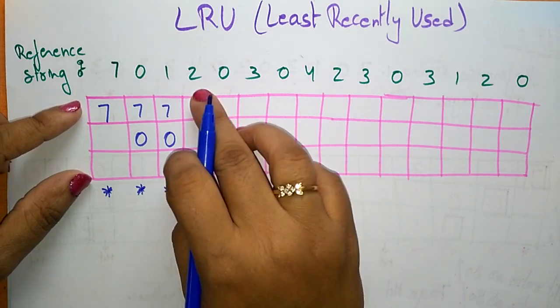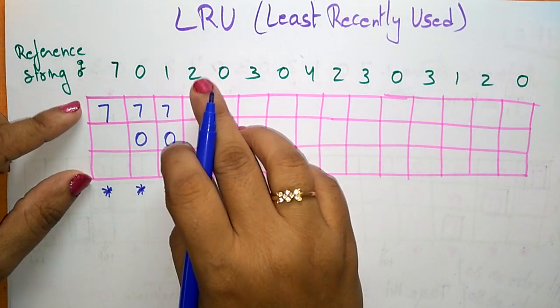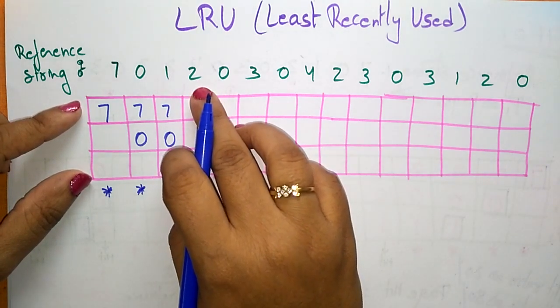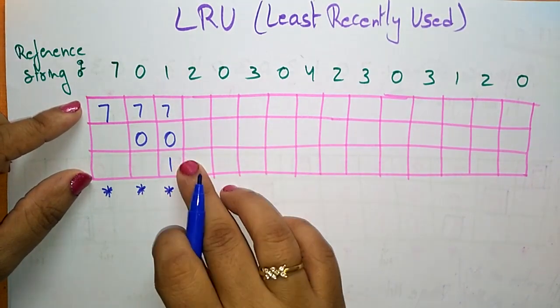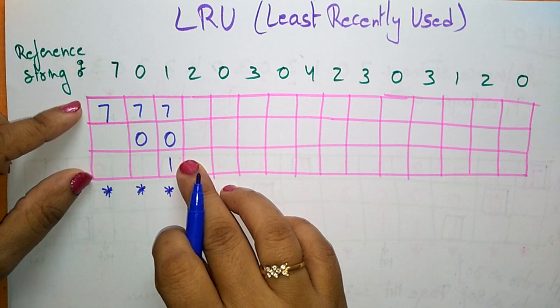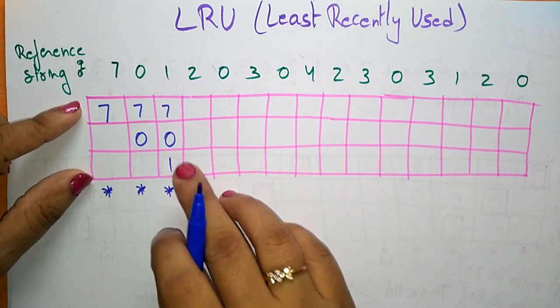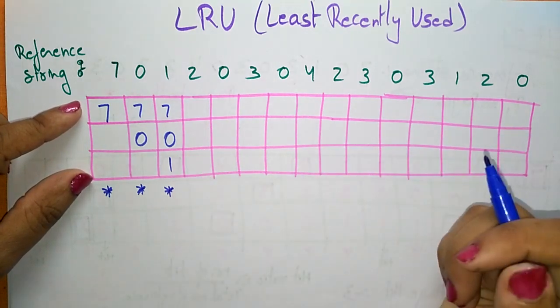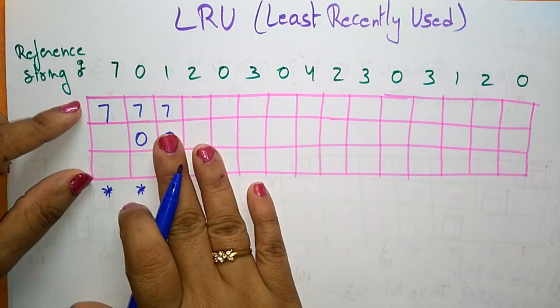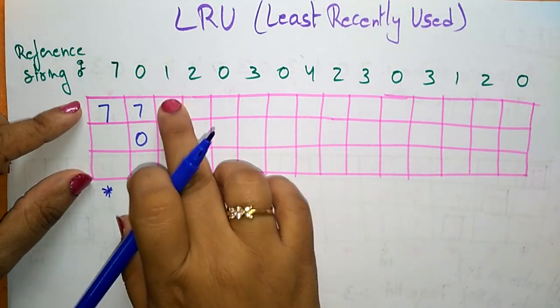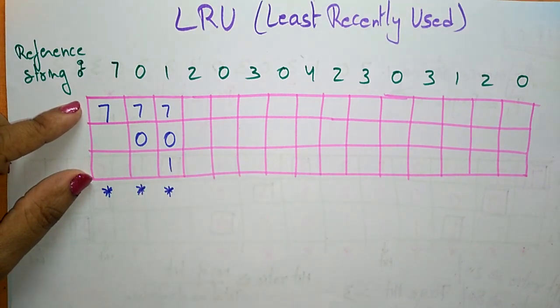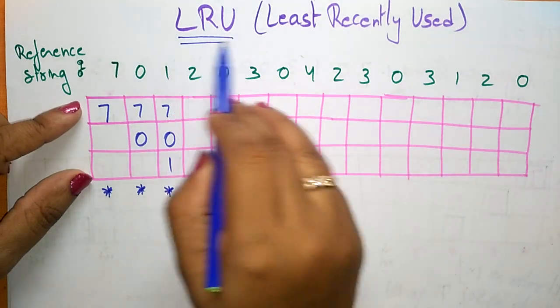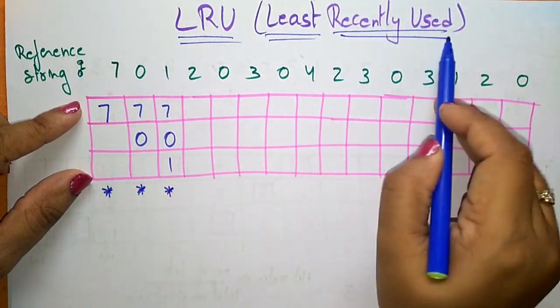Now I have to place 2. The user is demanding page 2, but 2 is not present in the RAM. So we have to bring that page from the disk and place it in the main memory. But the main memory frames are already full, so then we have to replace a page. That is the page replacement technique. So I have to use the least recently used page replacement technique.